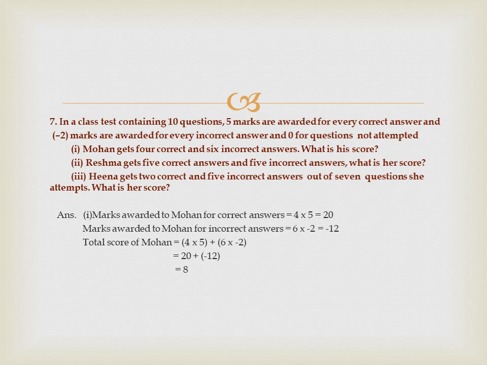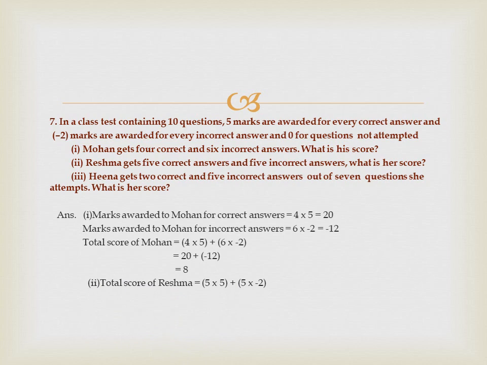Therefore, here total score of Mohan is only 8 marks. Let us see the second person, that is Reshma. Reshma gets 5 correct answers and 5 incorrect answers. What is her score? Okay, you can easily find out.